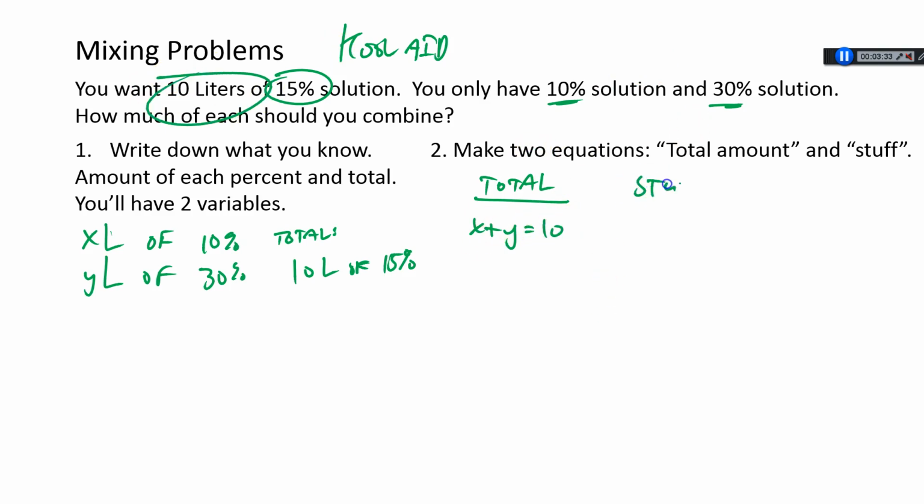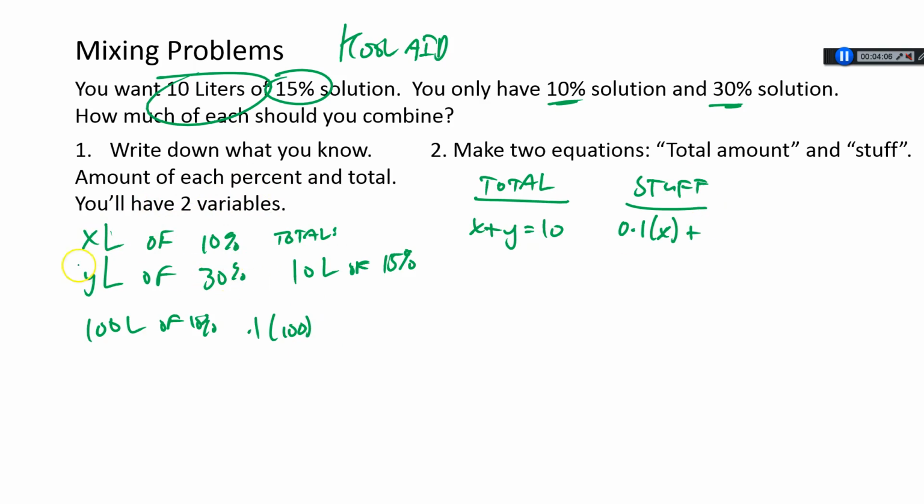And then I have my stuff. So think about it this way. Let's say that x was 100. If I have 100 liters of 10% solution, how much of that 100 liters is actually the stuff? Well, 10% of 100 should be 10, right? And you get that by doing 0.1 times 100. So I can multiply the percentage by the number of liters, and that'll tell me how much actual stuff I have. So in this case, I'm going to do 0.1 times x, because that'll tell me exactly how much stuff I'm getting out of that 10% solution.